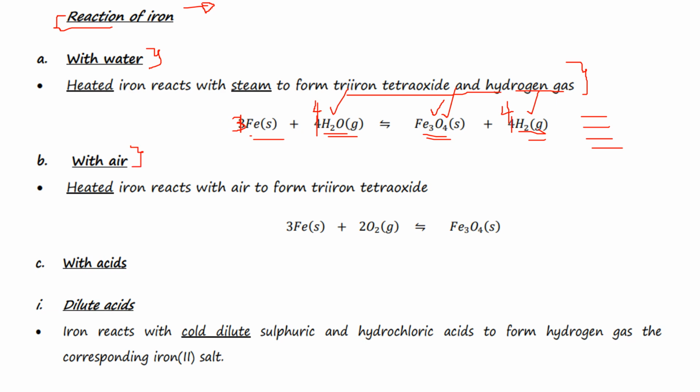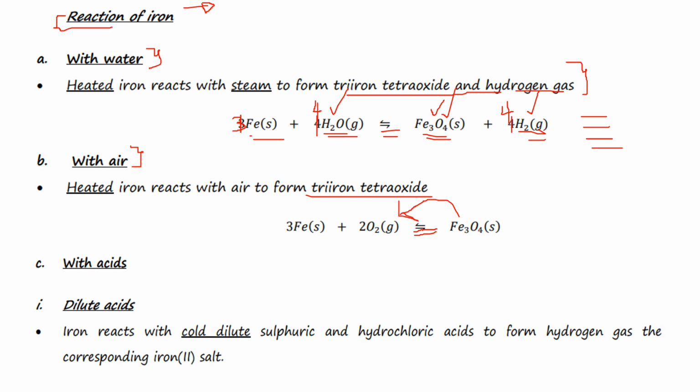Now you're going to say that heated iron reacts with dry air to form tri-iron tetraoxide, if oxygen is present in excess. Now remember that we're using reversible arrows, because whenever we are forming tri-iron tetraoxide, it's a very unstable product. That's why we are using reversible arrows. It can easily decompose back to give the respective reactants.